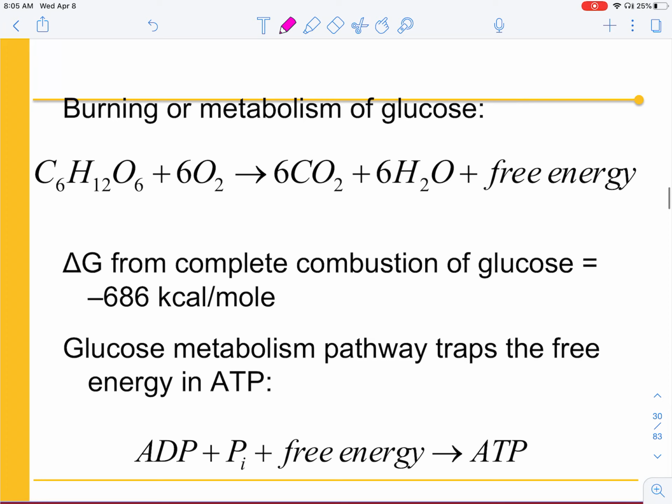Fun stuff. And this is the chemistry of what's going on. We have this glucose, in the presence of oxygen, gets completely oxidized to carbon dioxide. So you're taking something that's reduced and oxidizing it.